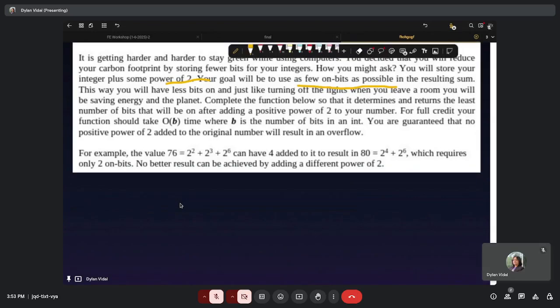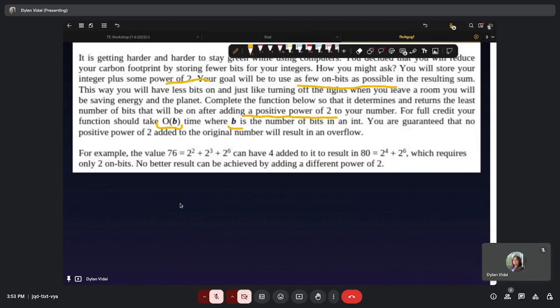Complete the function below so it determines and returns the least number of bits that will be on after adding a positive power of 2 to your number. For full credit, your function should be O of b time, where b is the number of bits in an integer. You're guaranteed that no positive power of 2 added to the original number will result in an overflow. So do you remember what I said, how that number falls off the end? They're just saying that you don't need to worry about that. Because if you did, this would not work very well.